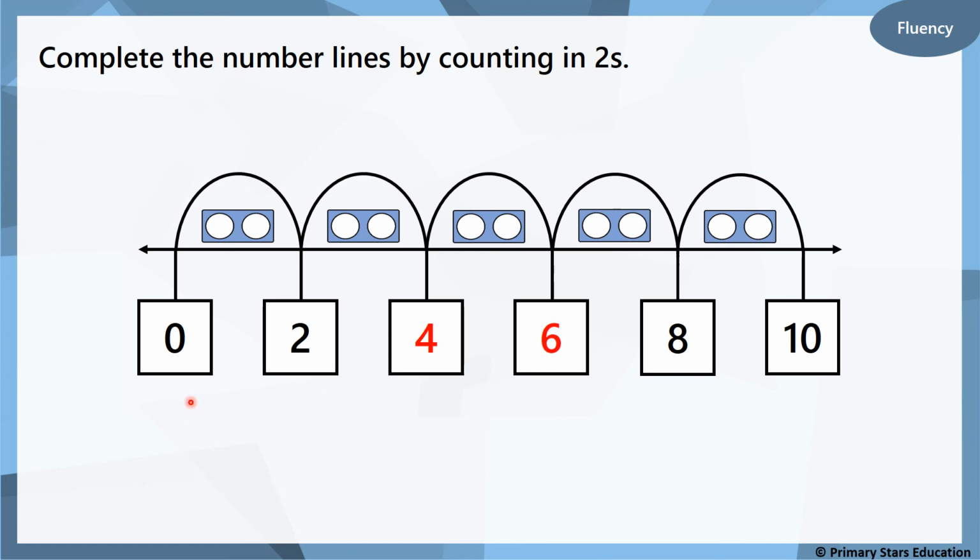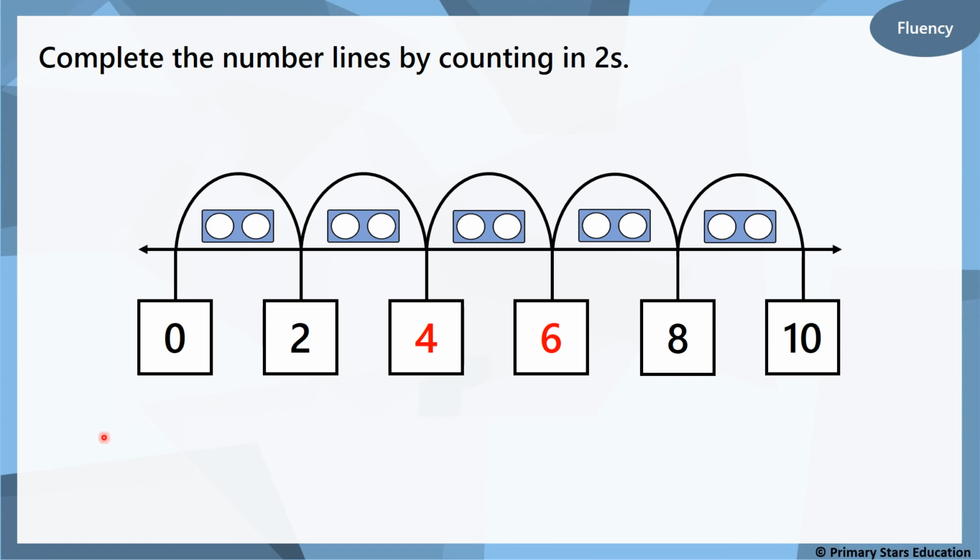So counting up in twos, we're adding 2 each time. So starting from 0, 2, 4. Look, because we've added 1, 2, we're adding on 2 more. 3, but we don't say the number 3. And then we say 4. We miss 5, and then we say 6. We miss 7, and then we say 8. We miss 9, and then we say 10. So well done if you got that those missing numbers were 4 and 6.